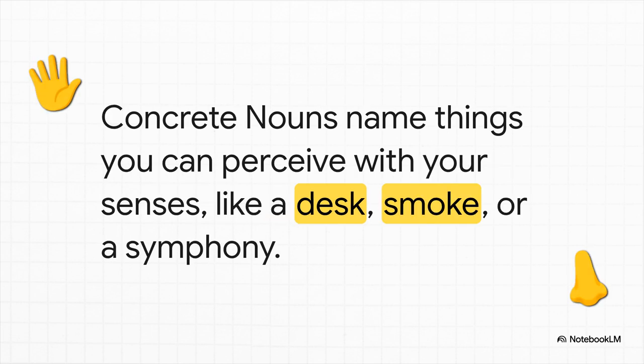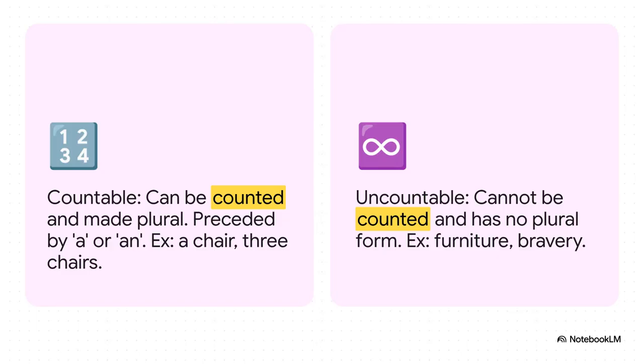And from those big ideas, we get down to the physical world. Concrete nouns are anything you can perceive with your senses. So you can touch a desk, you can smell smoke, and you can hear a symphony, which makes symphony a concrete noun. These words give our sentences a real physical reality. Now here's a really practical distinction. Can you put a number in front of it? Can you make it plural? You can have one chair or 3 chairs. That's countable. But you'd never say 1 furniture or 3 furnitures. Sounds wrong, doesn't it? That's because furniture refers to the whole concept. It's a subtle but really crucial difference that totally shapes how we structure our sentences.